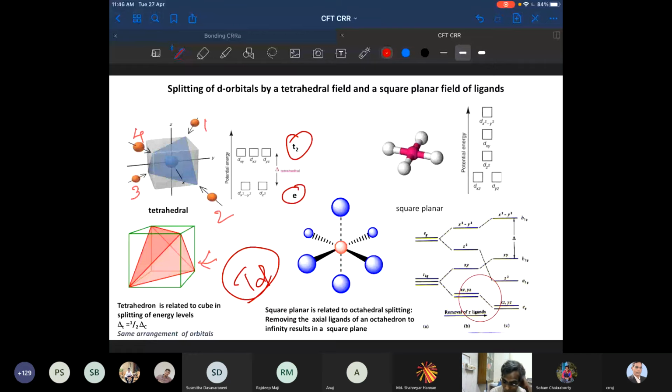What is happening in the square planar? It's a little complex. I will briefly explain, and then I will go to that. How much time do I have? I have 15 minutes. Okay, right. So let me explain. I will come back to this square planar and explain it very clearly in the Jahn-Teller discussion.